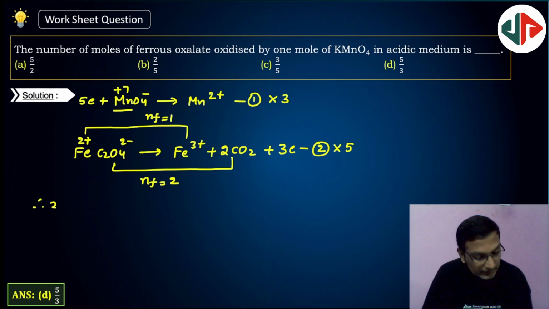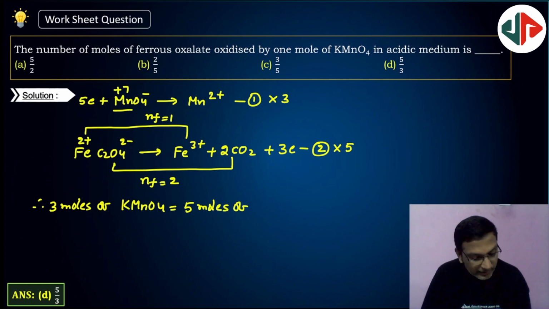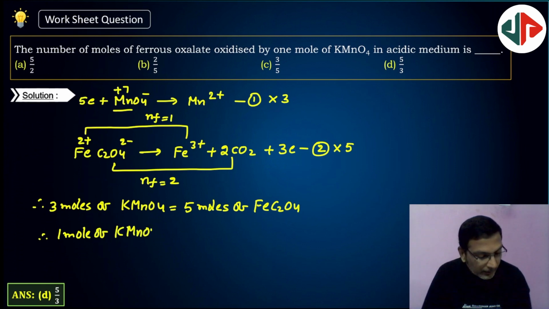Therefore, 3 moles of KMnO4 will be equal to 5 moles of FeC2O4, ferrous oxalate. Therefore, 1 mole of KMnO4 will be equal to 5 by 3 moles of FeC2O4. 5 by 3 is the answer.